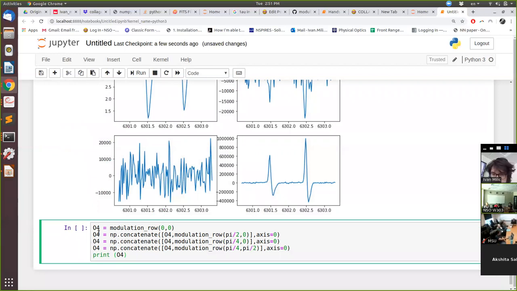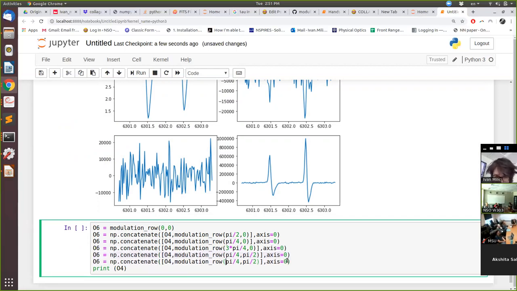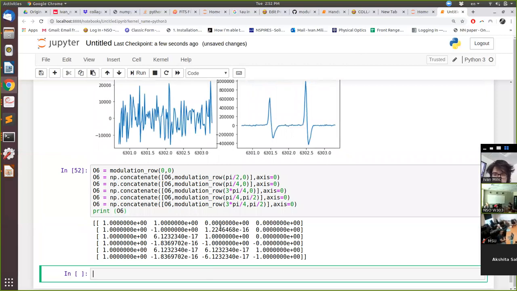So I'm going to call it O6, 0.6. And now what I do here is I have another one, which is a 3 pi over 4, right? Let's write this all the way, and then I will tell you what is going on. And here I'm adding 3 pi over 4, and I'm printing it, and we need to change this to O6. Print, and look at this. 1, 1, 0, 0. 1, -1, 0, 0. 1, 0, 1, 0. 1, 0, -1, 0. 1, 0, 0, 1. 1, 0, 0, -1.